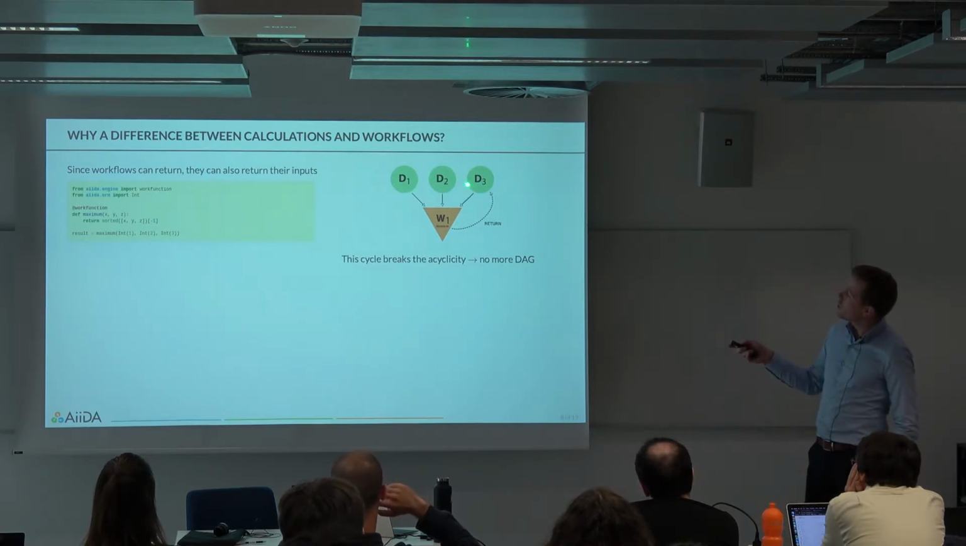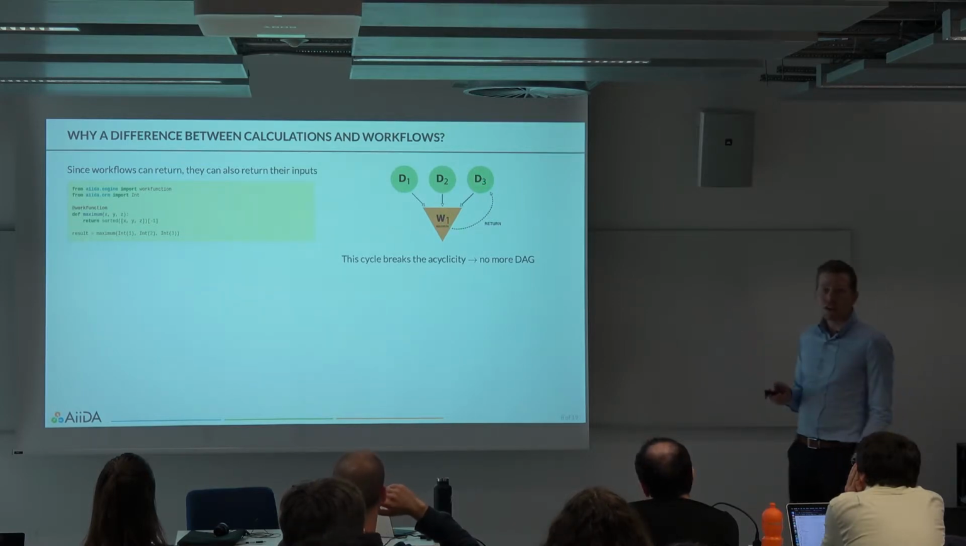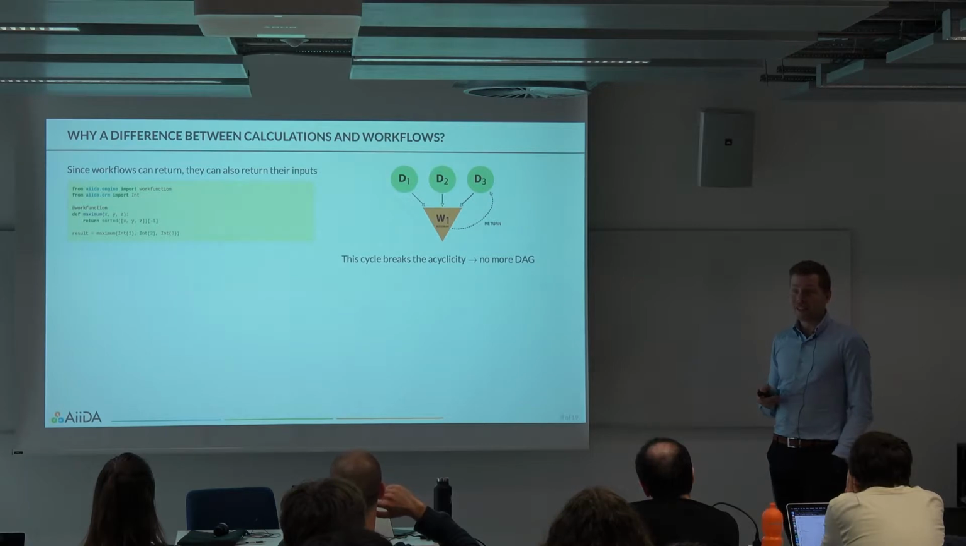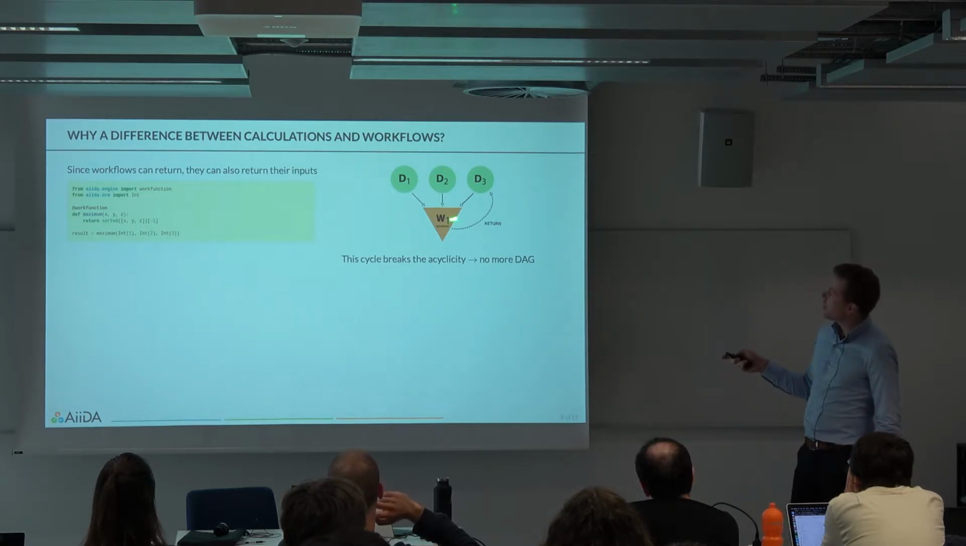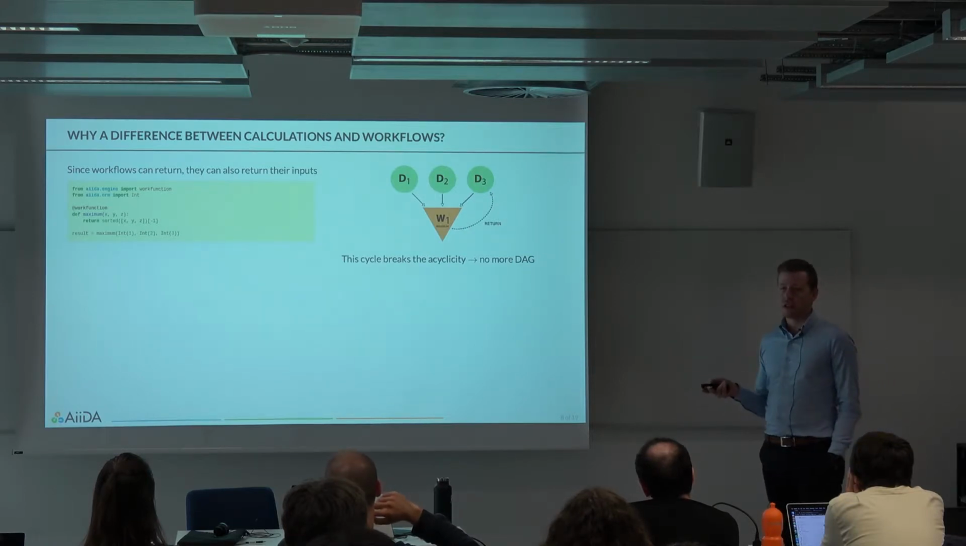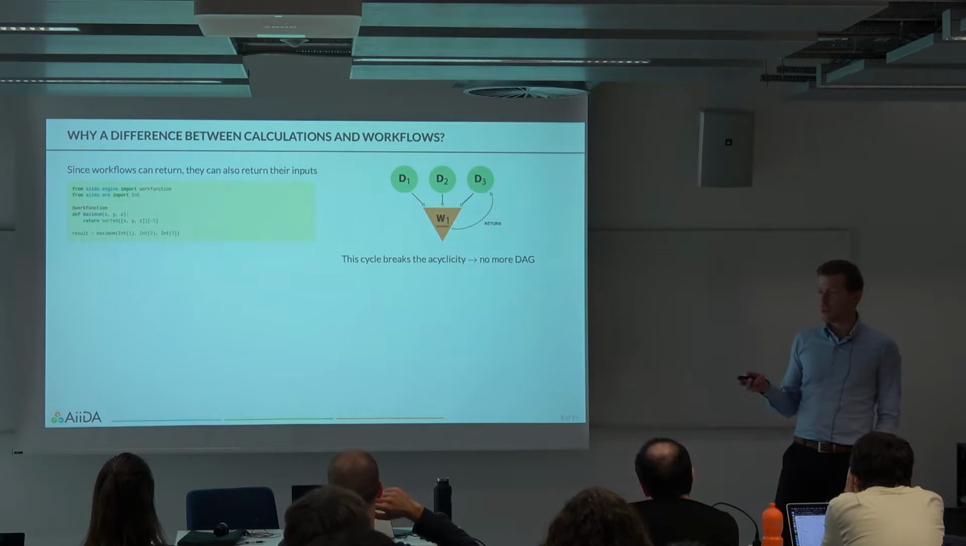You have your 3 inputs. They go in, and then the workflow selects the highest one. Remember when we talked about the DAG, the directed acyclic graph? We now have a cycle. And this is because of the return link. The return link basically breaks the causality principle because it's different from a create.